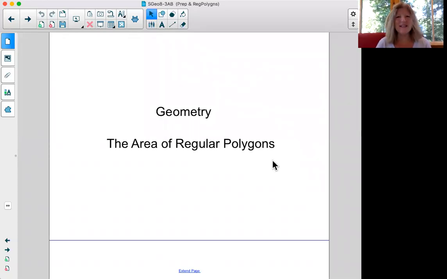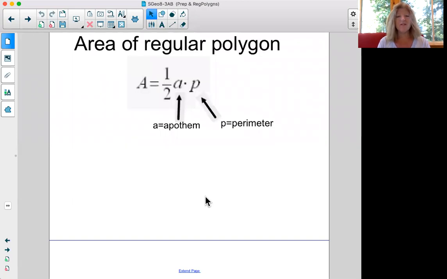Hello, geometry students. Today we're going to learn to find the area of regular polygons. Remember, regular polygons are polygons that are both equilateral and equiangular. Here's our formula for the regular polygon.